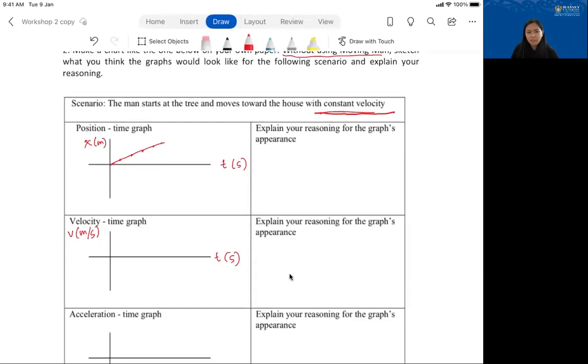Yeah, positive, because your final position will be bigger. Say this is your final position, and say this is your initial position. Your final position will be bigger than your initial position. So if you subtract those two, you'll get a positive number. That will give you a positive velocity that is constant. This is zero, that's the 0 point, and anything above zero is positive.